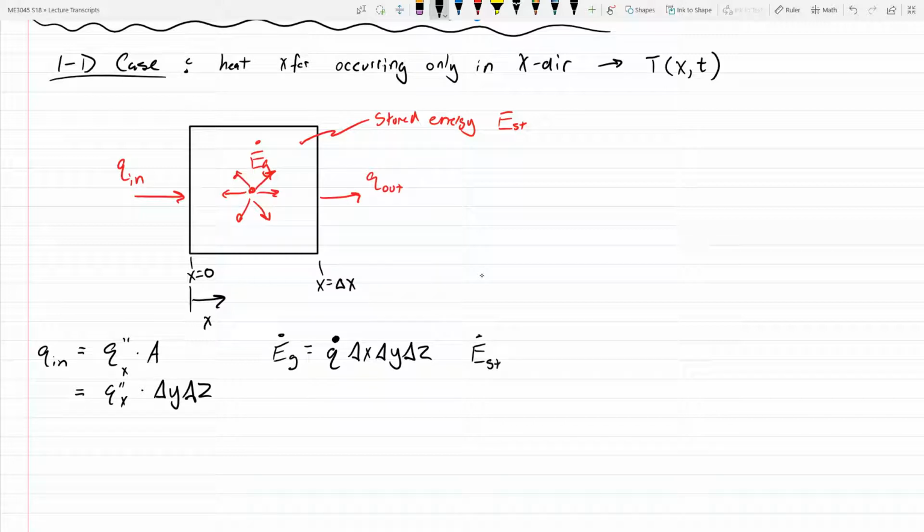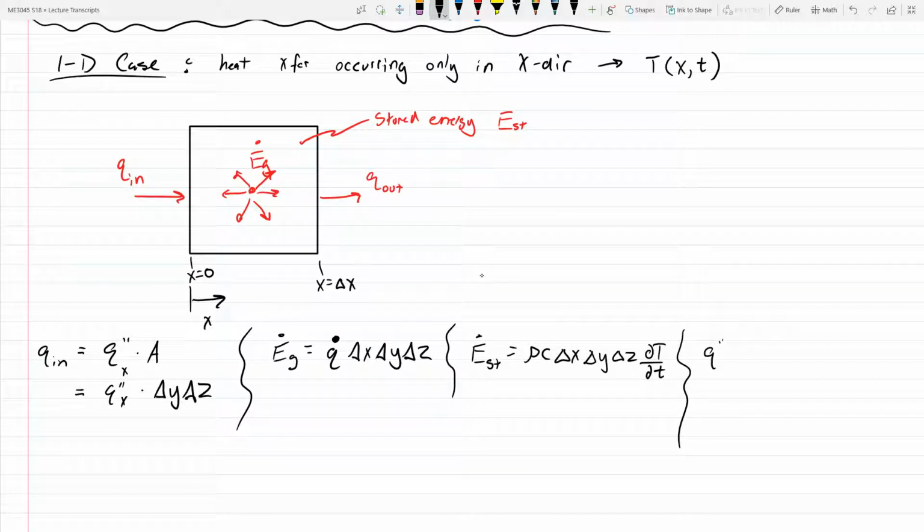Our E stored, we've already said it's going to be rho V, or rho C, delta X, delta Y, delta Z, times the time rate of change of the temperature of that solid. And finally, Q out is equal to Q double prime at X plus delta X times delta Y delta Z.